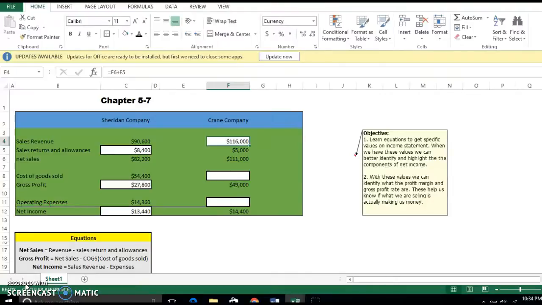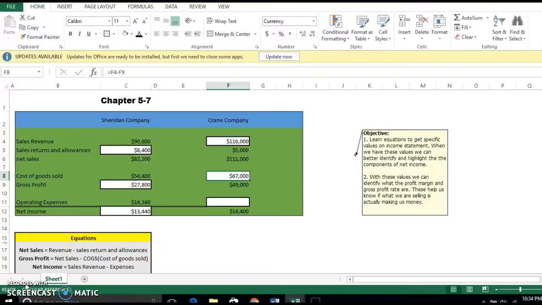And then now we need to find cost of goods sold. Well, we have our gross profit and we have our net sales, so all we need to do there is find the difference between those two. 111,000 minus 49,000, we get 67,000.